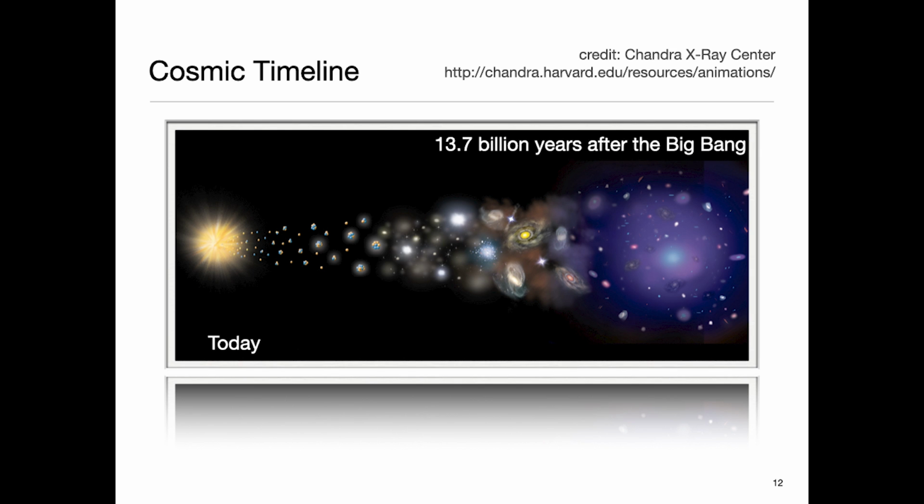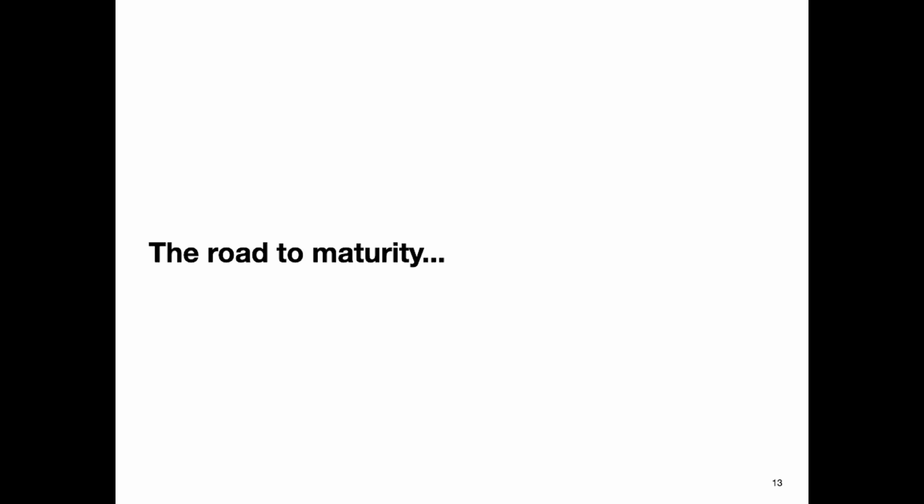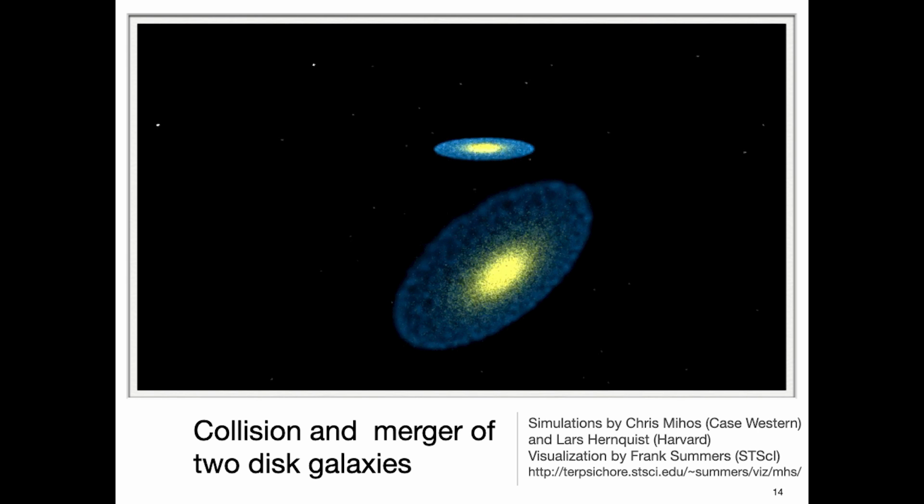Okay? And today, 14 billion years after the Big Bang, the galaxies have the shapes and sizes that we observe. The road to maturity, as I said, involves vigorous collisions. And here's one example. Okay, this is a simulation from my friend Chris Nicholas, who is now at Case Western. The visualization, the nice colors, come from Frank Summers, who's a graphic artist at the Space Telescope Science Institute.